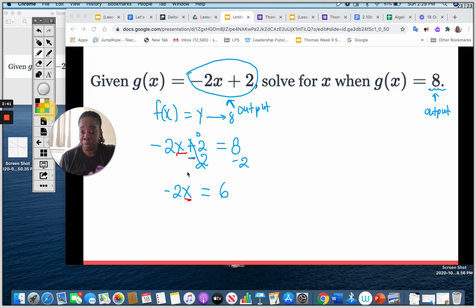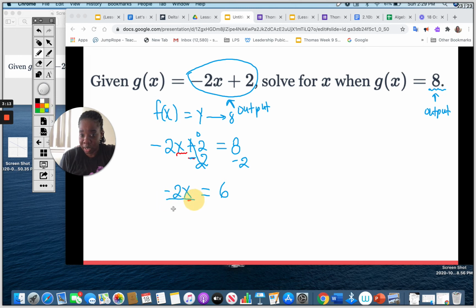So how do we remove or get rid of that negative 2? We have to think about inverse operations. So what does negative 2x mean? That means negative 2 times x. What is the inverse of multiplication? That is division. So in order to remove that negative 2, we're going to have to divide by negative 2 on both sides.